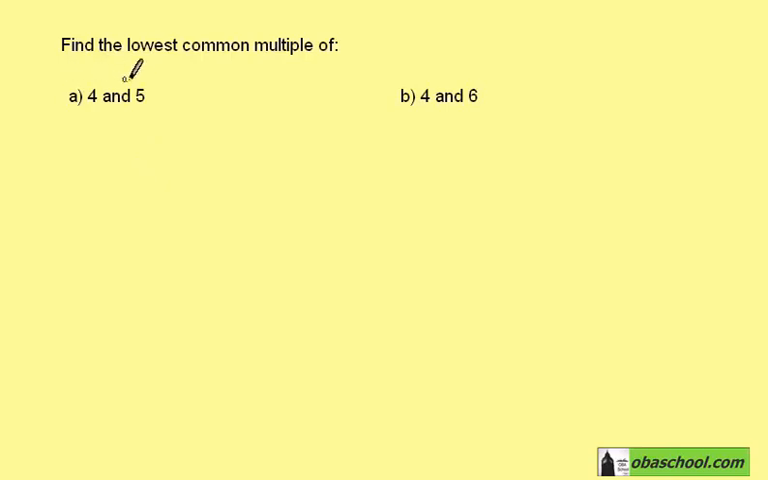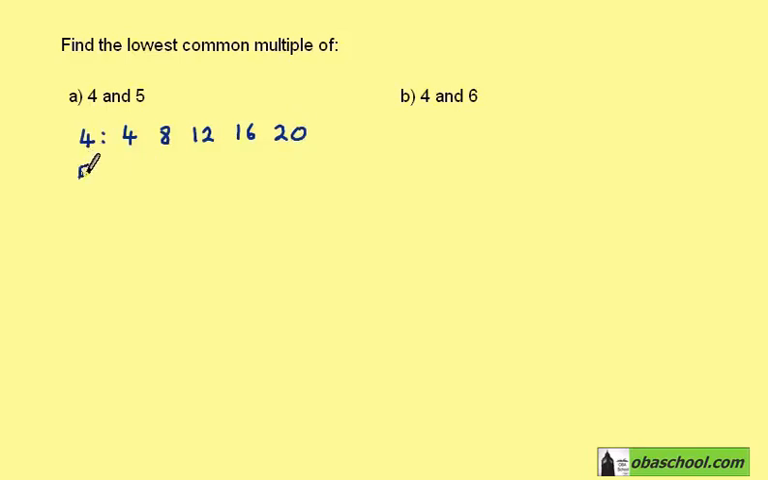We want to find the lowest common multiple of 4 and 5. A good technique for doing this is to start writing down the times table for the smaller number. I usually write down the first 5 to begin with.